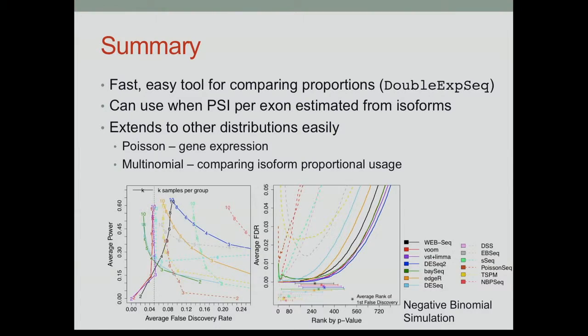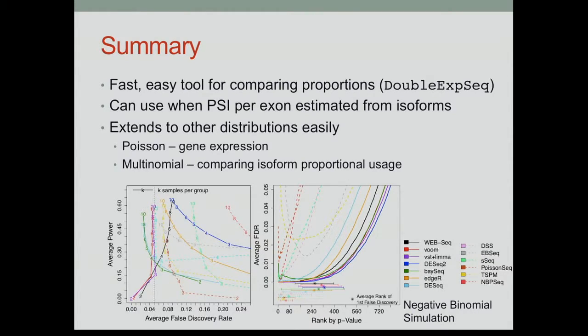More interesting is that you can then expand into other settings. For example, you could look at the multinomial and try to be comparing isoform proportions rather than just per exon and things like this. And it gives a straightforward, nothing changes, everything stays the same regardless of the distribution.